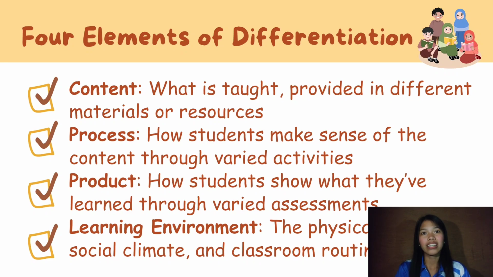So what exactly does a teacher adjust? We differentiate in four key areas. First, we have the content. It is what we teach and the materials we use. Next, we have the process. It is the activities students do to make sense of the content. And product, how the students demonstrate their learning through assessments. And the learning environment, the physical and social classroom atmosphere. Differentiation happens by adjusting one or more of these elements.